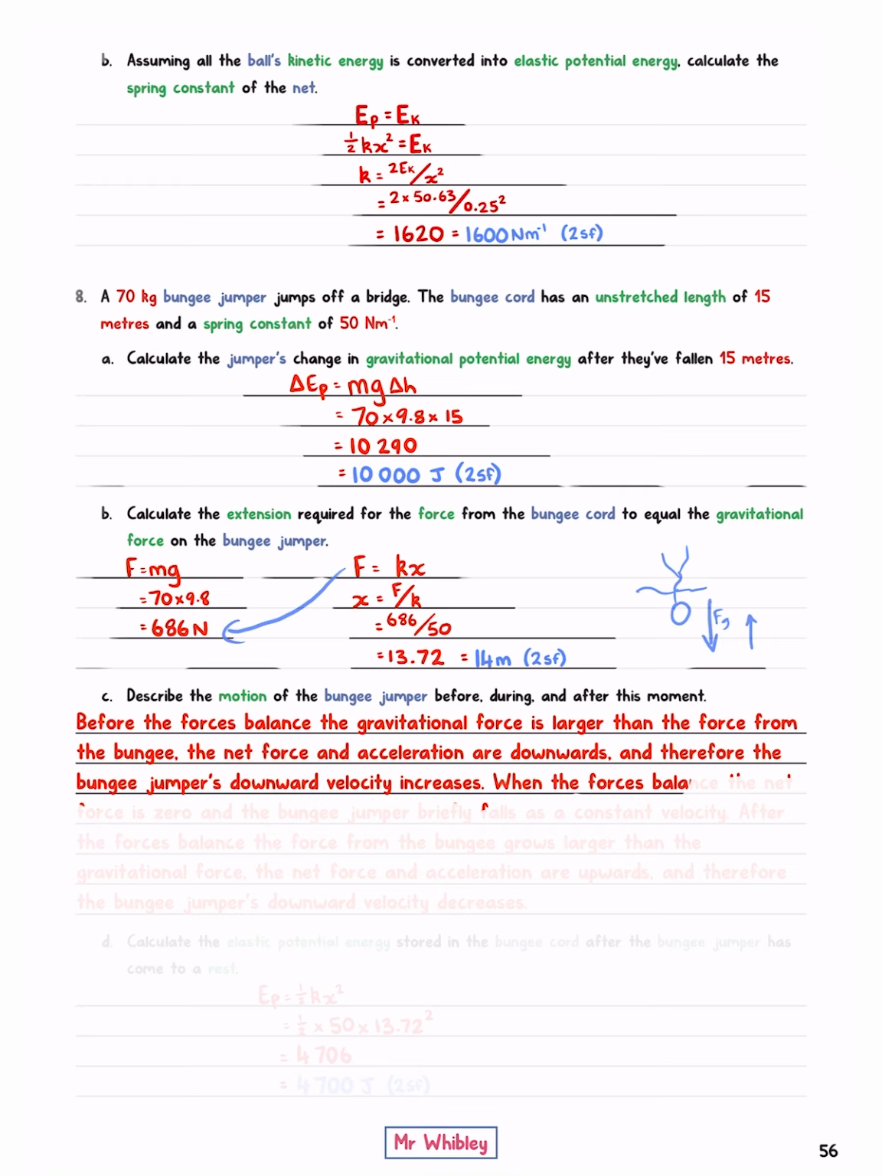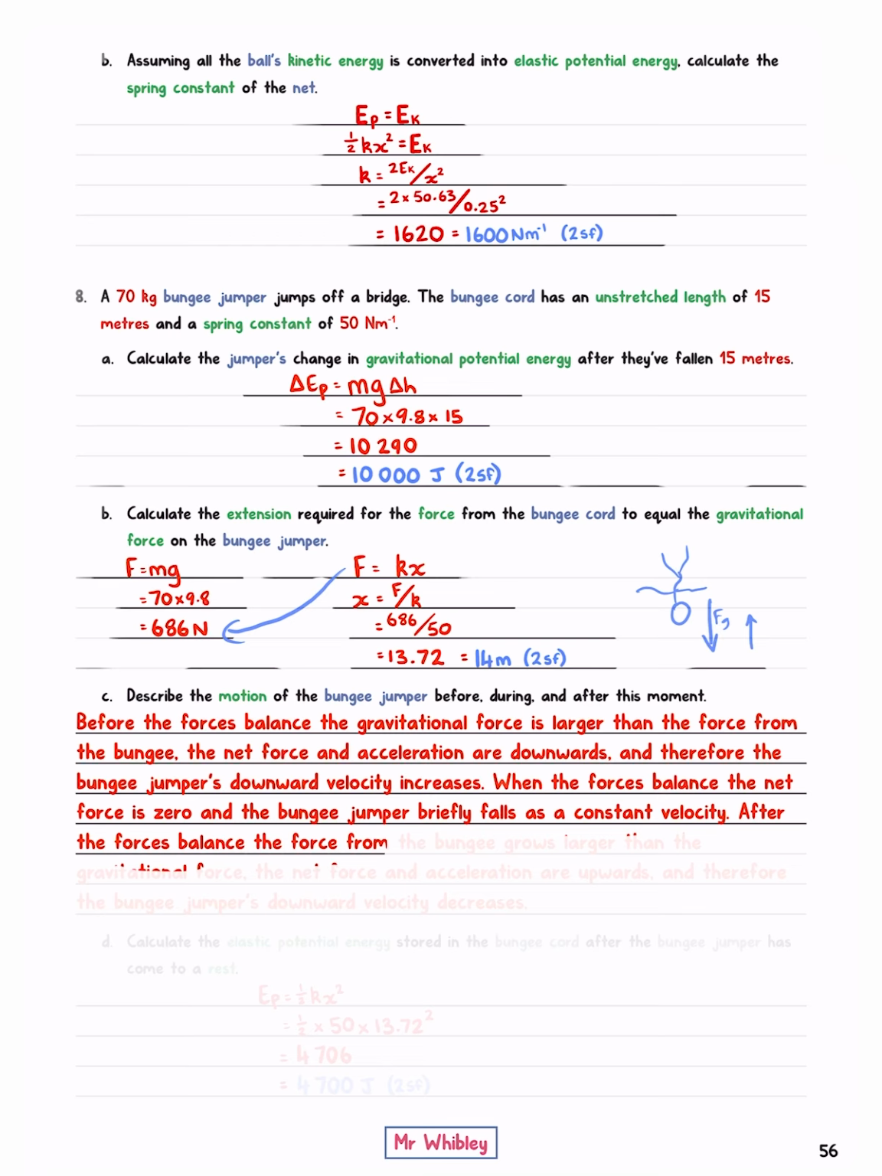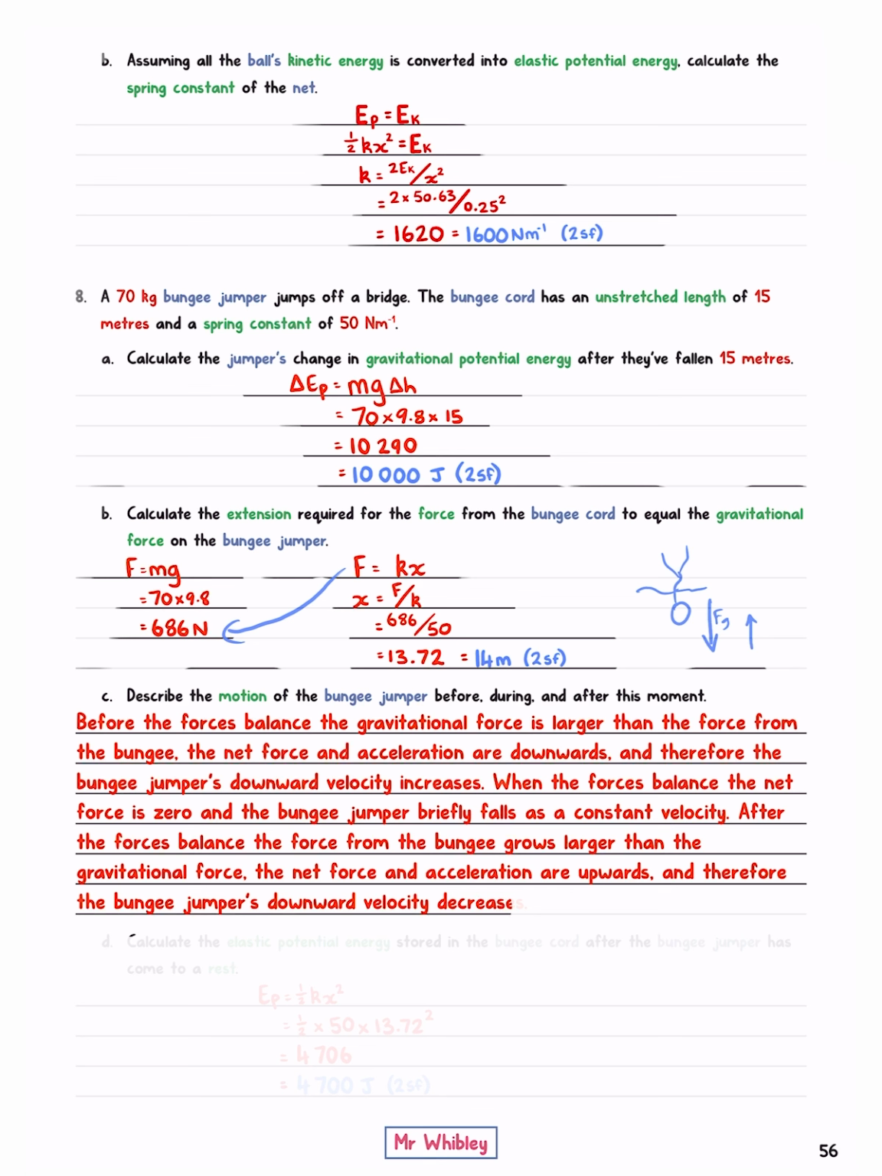increase. When the force is balanced, the net force is 0, and the bungee jumper briefly falls at a constant velocity. After the force is balanced, the force from the bungee grows larger than the gravitational force, such that the net force and acceleration are now upwards, and therefore the bungee jumper's downwards velocity decreases.